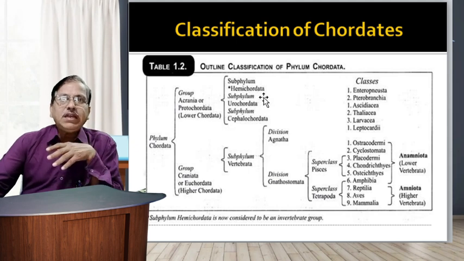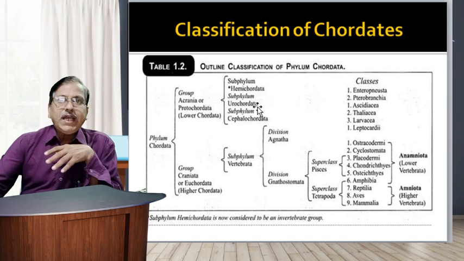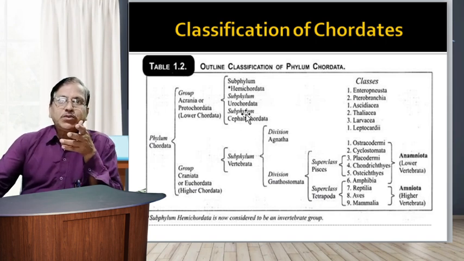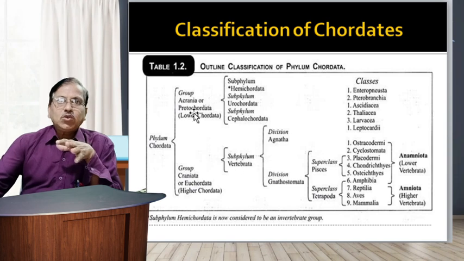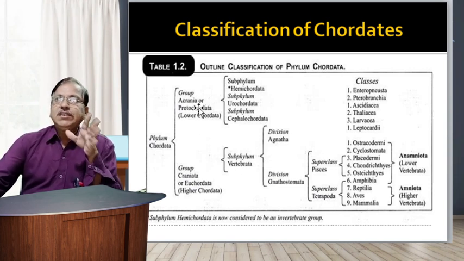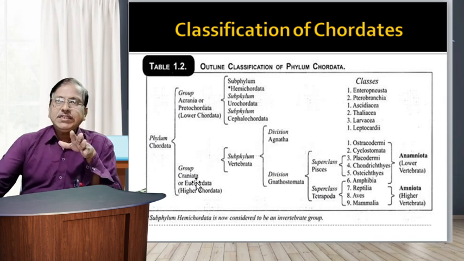Under the subphylum of Protochordata, Hemichordata, Urochordata and Cephalochordata are the three lower chordate groups. The next subphylum, under Cranata, is the Vertebrata. In Acranata, A means absent: the cranium cavity is absent in this group, and Cranata means the cranium cavity is present in the animals included in this group.